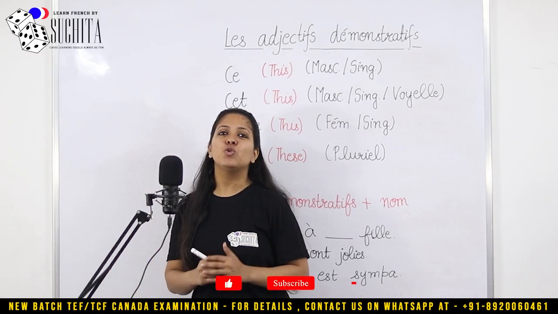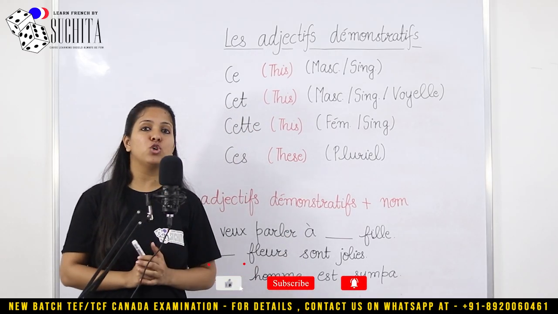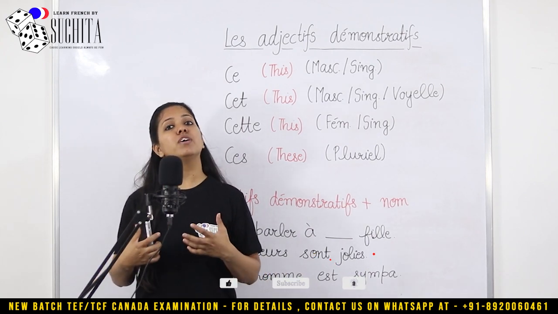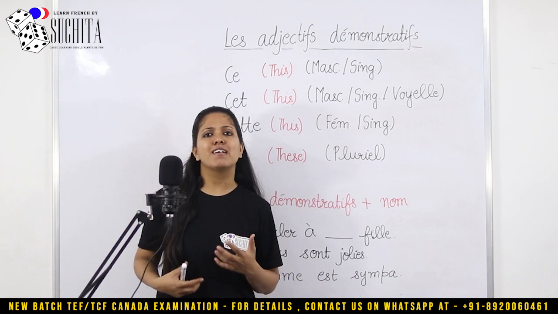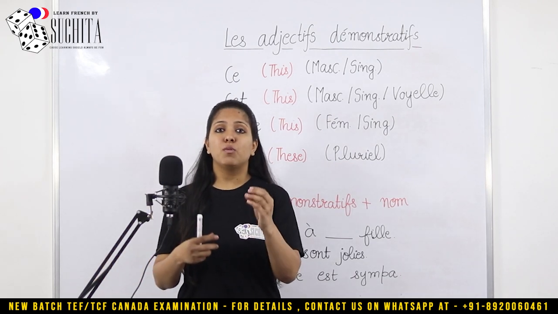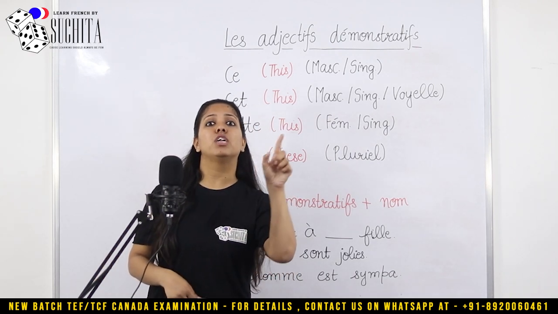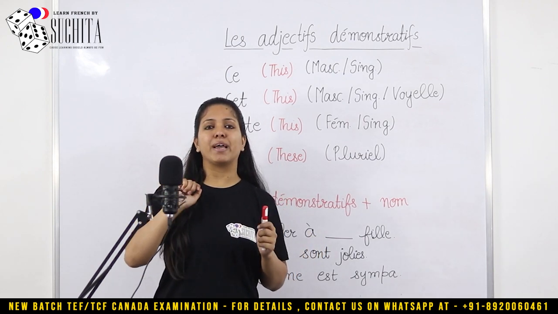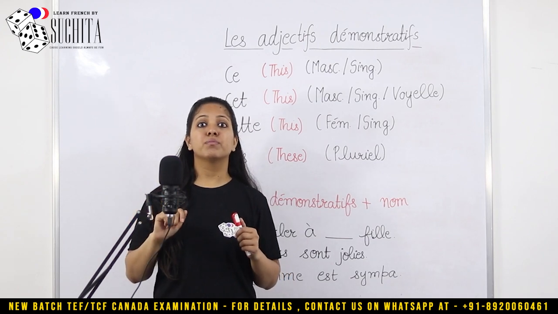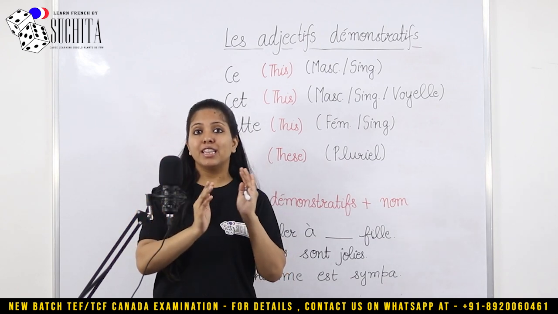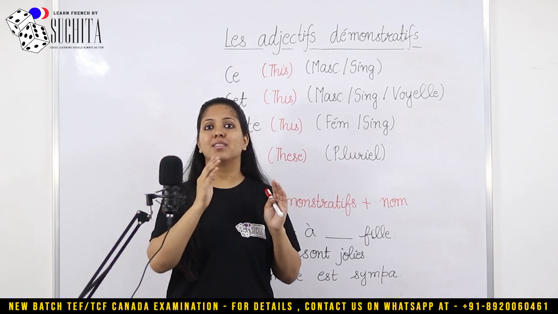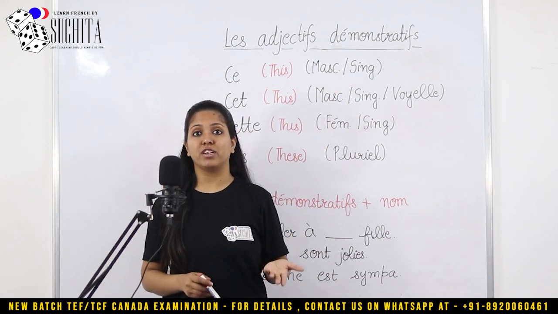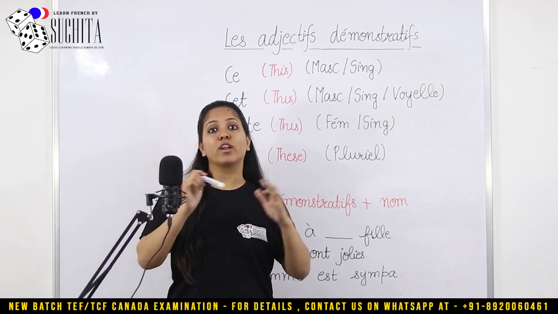So without any further ado, let's get into the video, and in this video we are going to study the demonstrative adjectives. That means les adjectifs démonstratifs. So in English, if I ask you what demonstrative adjectives are, they are the words which are used to demonstrate something. Like for example, this marker, this mic, this chair or that chair. So anything which is used to point out something is known as demonstrative adjectives, and that is why the name is demonstrative, because we are demonstrating something, this or that.